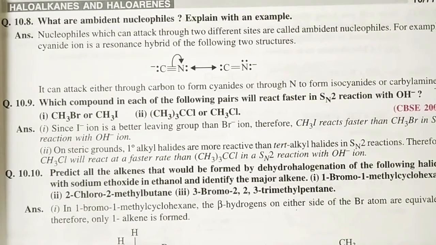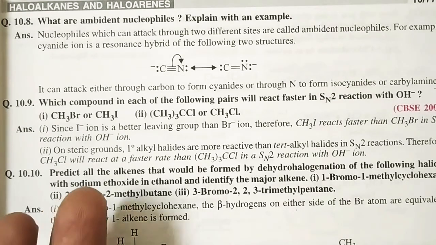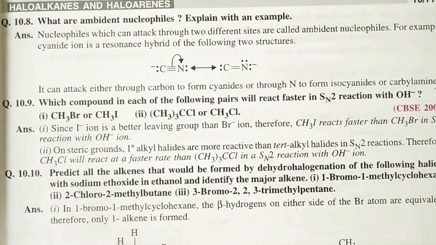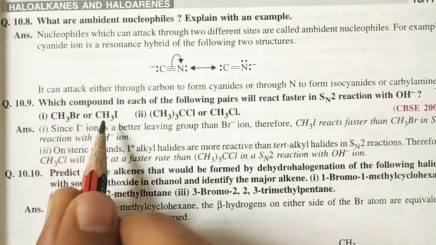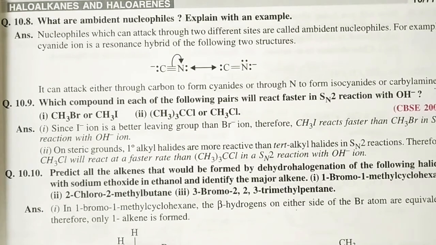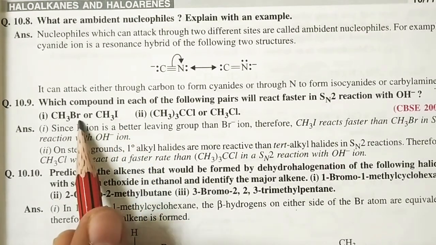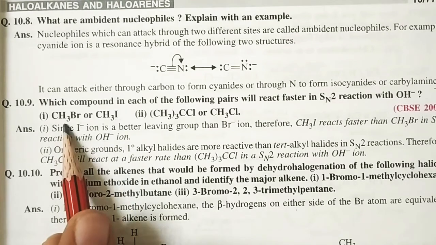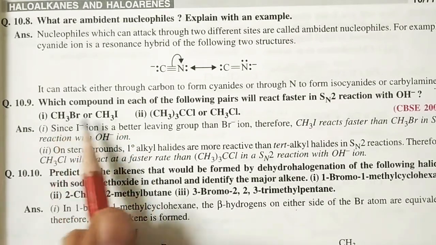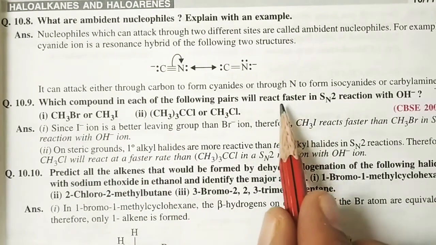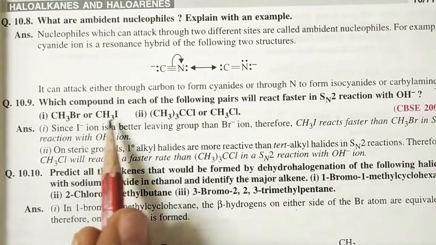Next question, number 10.9. Which compound in each of the following pairs will react faster in an SN2 reaction with OH-? These questions we have already discussed in our SN1, SN2 portion. But once again, both are bromine and iodine compounds. Both are primary alkyl halides. Both have the same carbon chain. But here iodine is a very good leaving group due to its size, compared to bromine, right? So both perform the SN2 reaction, but our question is which is faster. So definitely the faster one is methyl iodide.